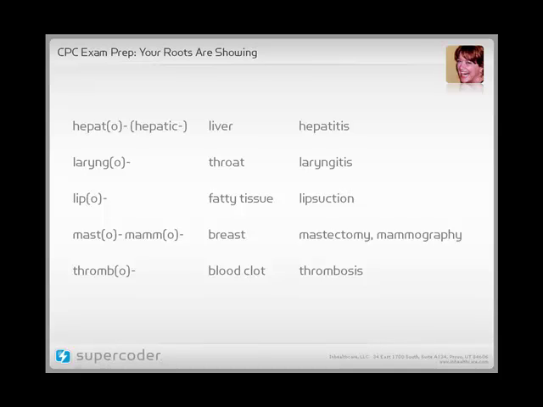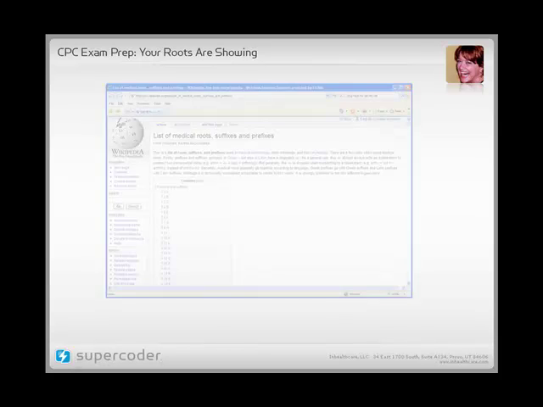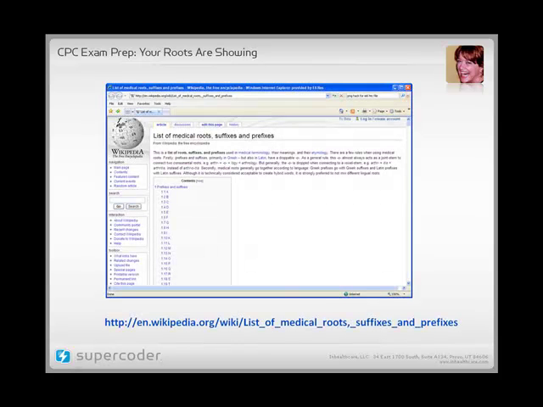On the backs of your root word flashcards, put both the meaning and a word you know that contains the root. That will help you remember the root's meaning and discern meanings of words containing the root you don't know as well. Here are some to start with. For more help, check out this cool medical root word list on Wikipedia.